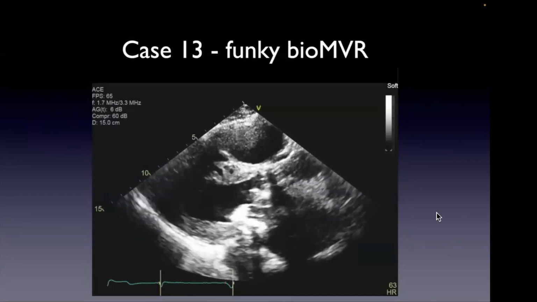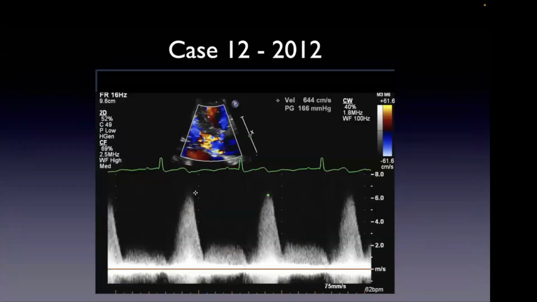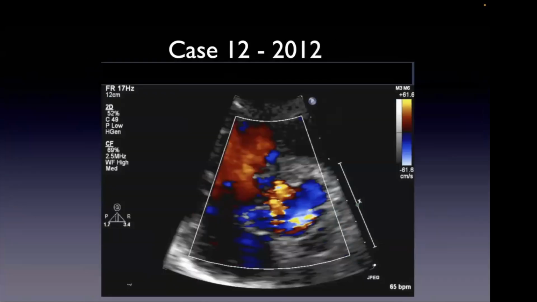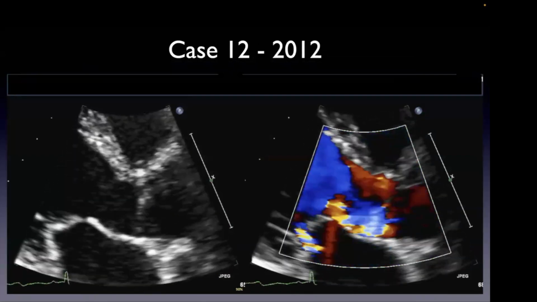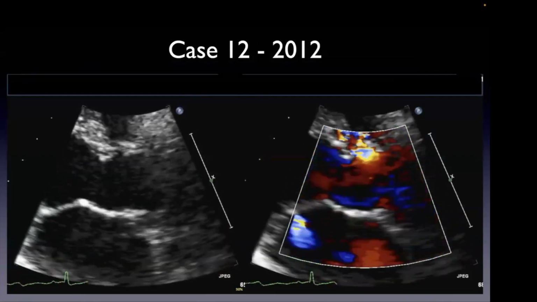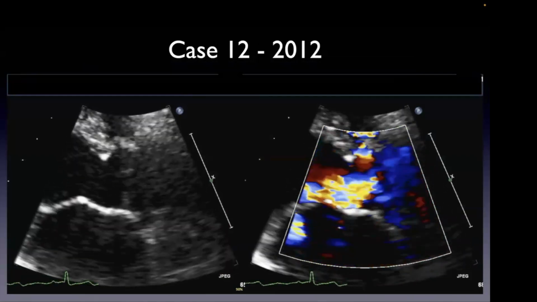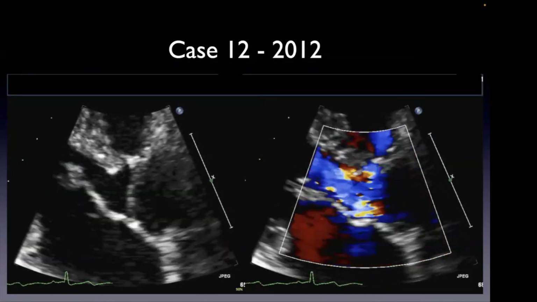Robert, can you go back to that 2012 one? Sure. Forward? Yeah. I guess it could be. I don't think there's any flow obstruction, but it could be part of the structure of the membranous VSD.